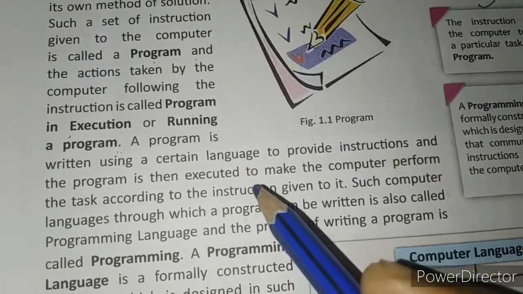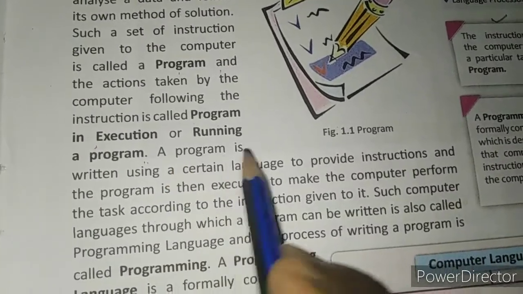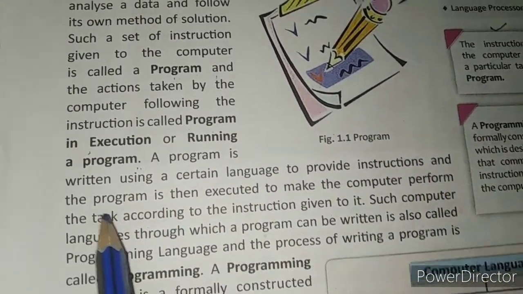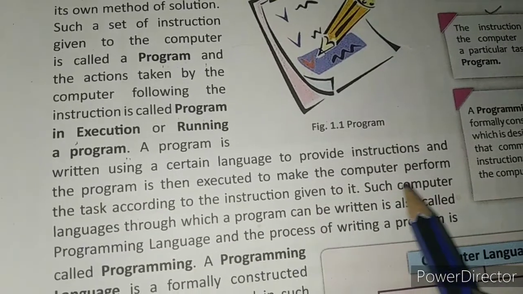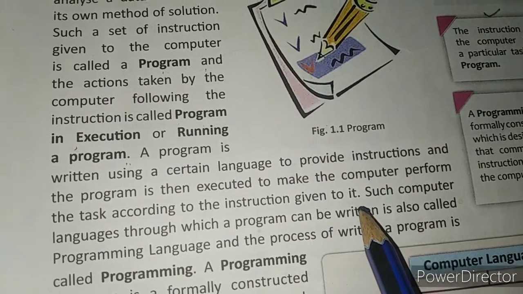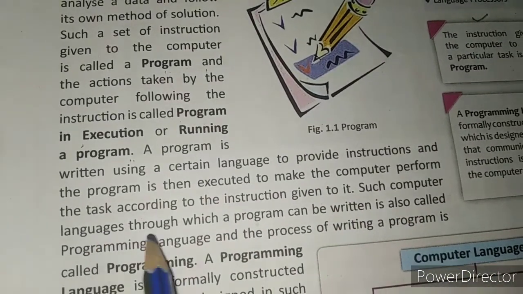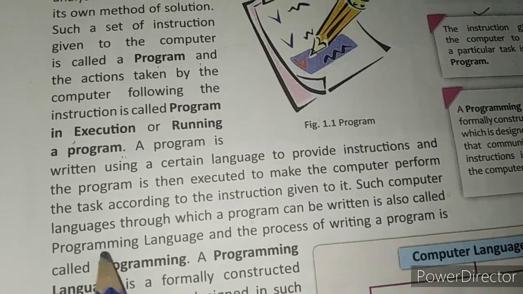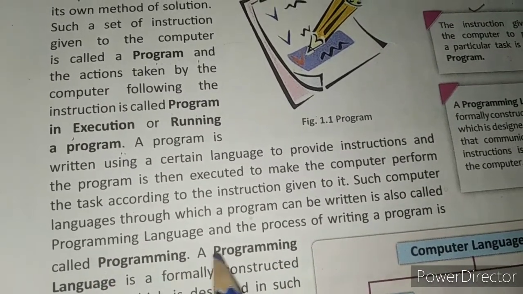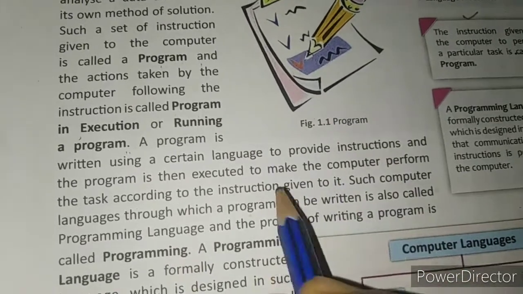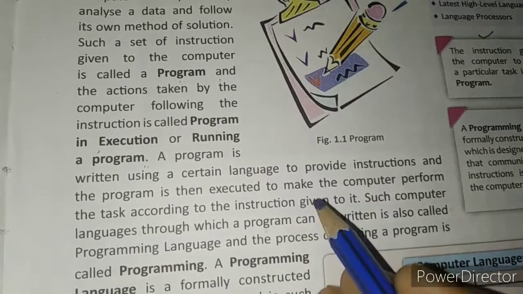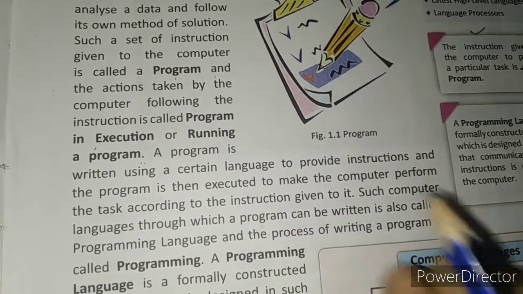And what is a program? A program is the set of instructions. What has been given here? A program is written using certain languages to provide instructions, and the program is then executed to make the computer perform the task according to the instructions given to it. Such computer languages through which a program can be written are called programming languages, and the process of writing a program is called programming, right? It means a program is a set of instructions which is written in a programming language.